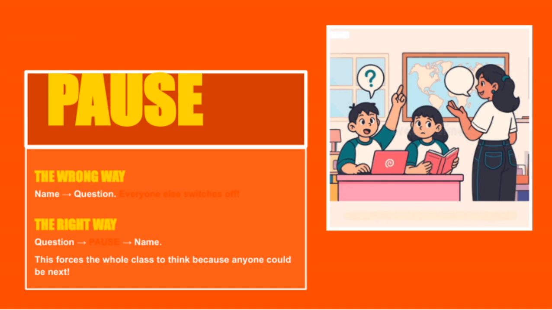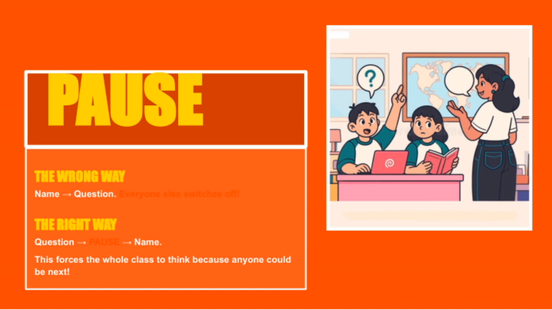Now let's look at the right way. Here, we start with the student's name, and then follow up with a question. The key is that everyone else then switches off, meaning they focus on the person answering, not on competing or interrupting. This promotes respectful listening and makes the individual feel valued, which encourages more meaningful participation.